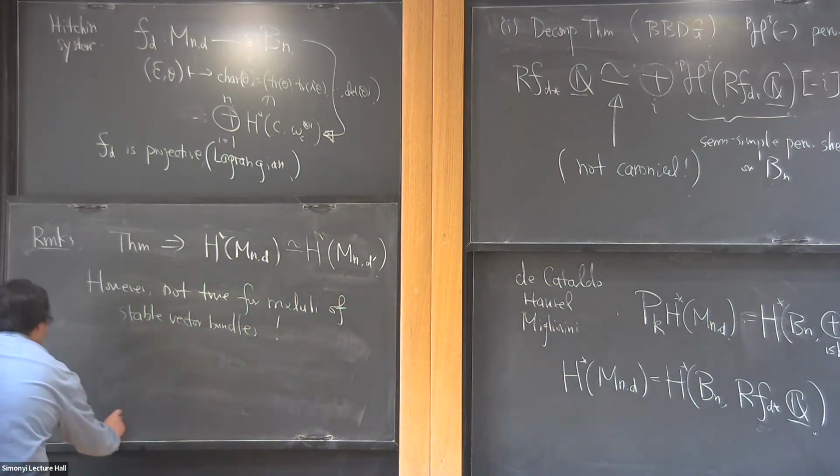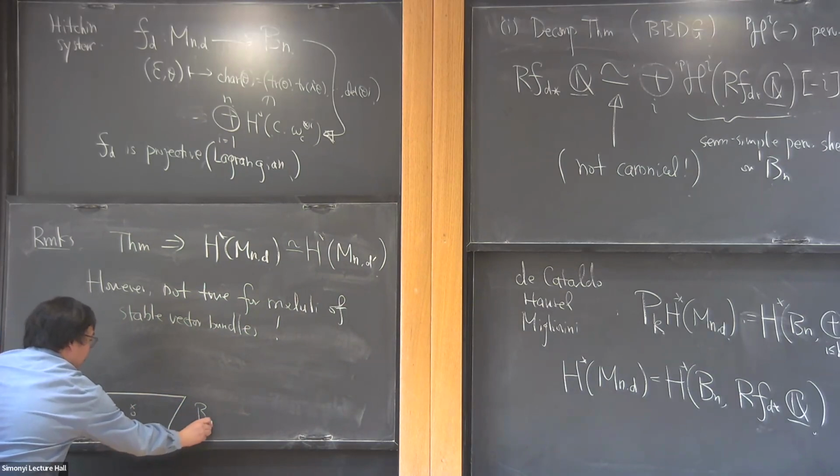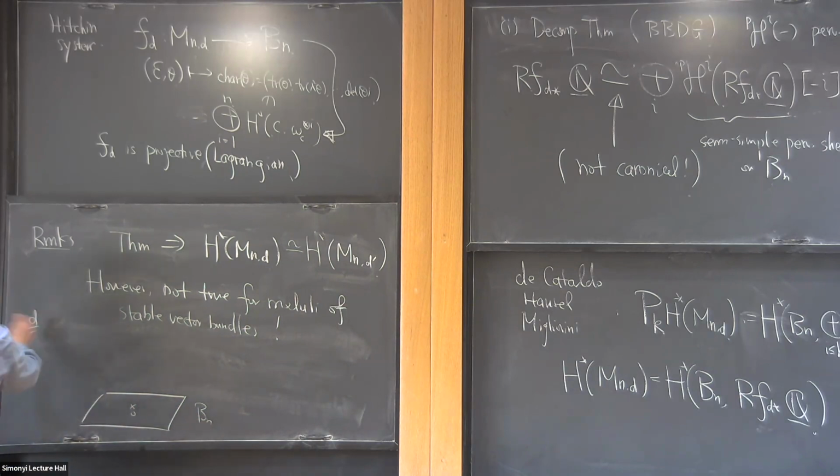So this suggests that, if I draw the picture here, over the 0 point of the Hitchin base, the space which corresponds to D has a component over 0, which is the moduli of vector bundles. But you have some other component correcting it.